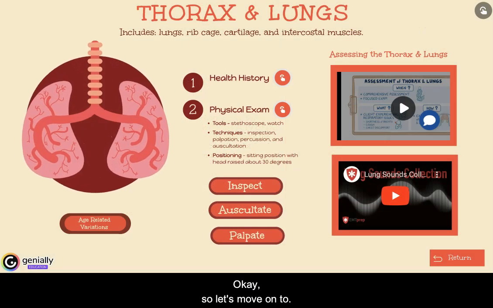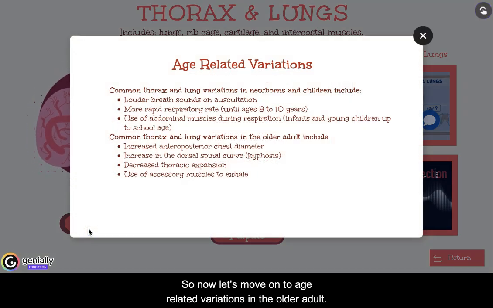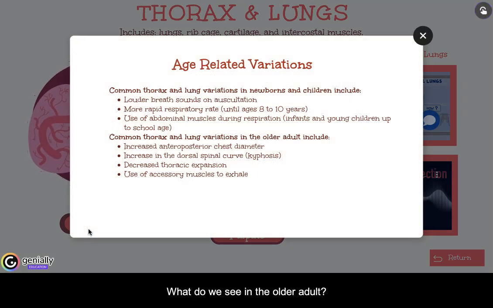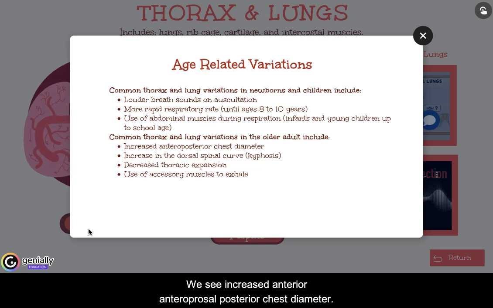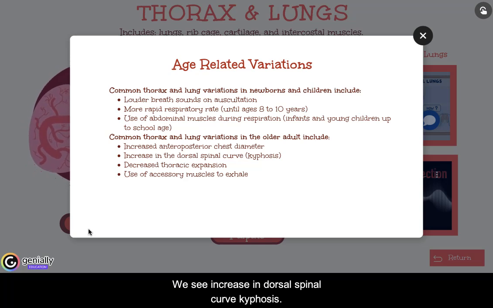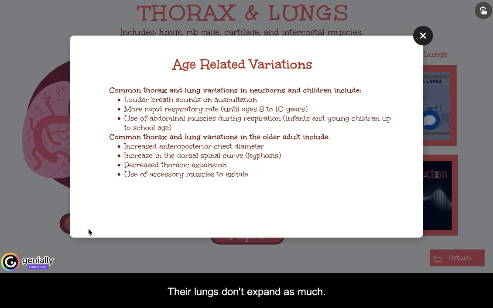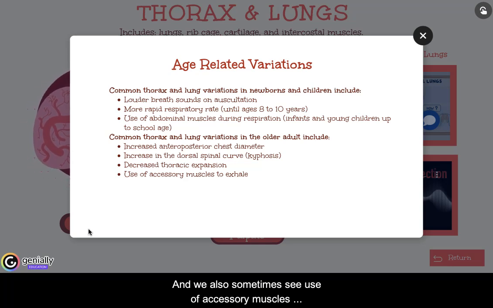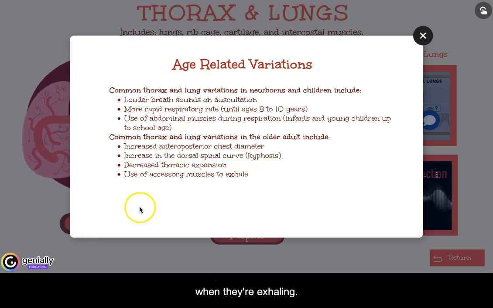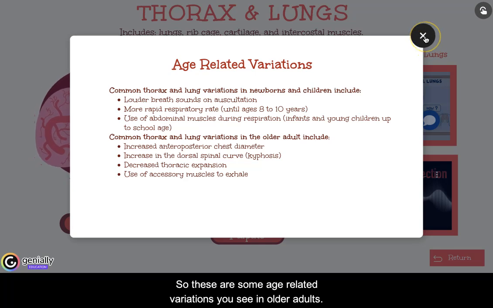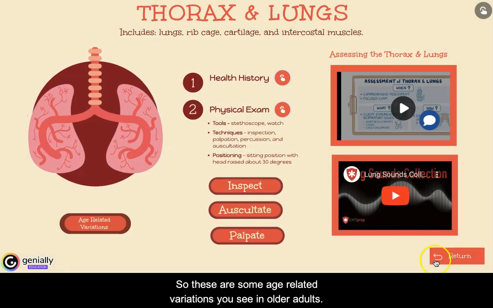Okay, so let's move on to age-related variations in the older adult. What do we see in the older adult? We see increased anterior-posterior chest diameter. We see an increase in the dorsal spinal curve, kyphosis. Then we see decreased thoracic expansion. Their lungs don't expand as much. And we also sometimes see use of accessory muscles when they're exhaling. So these are some age-related variations you see in older adults.